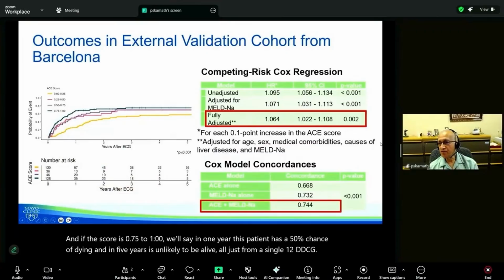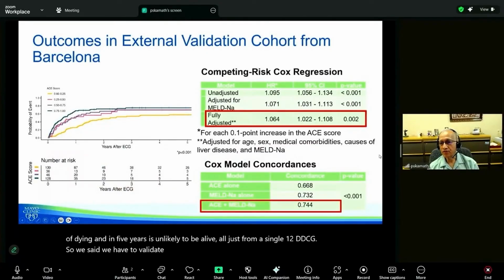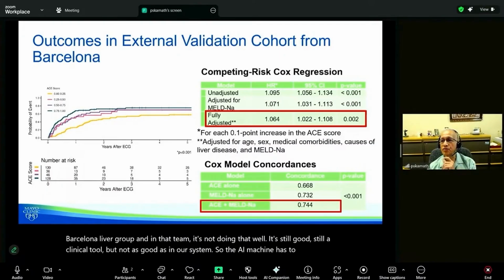So we said we have to validate this. So we work very closely with the University of Barcelona liver group. And in that team, it's not doing that well. It's still good. Still a clinical tool, but not as good as in our system. So the AI machine has to learn. So this is what we are working on.